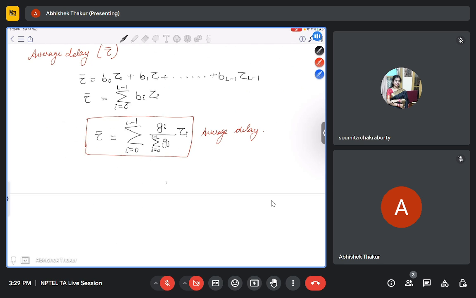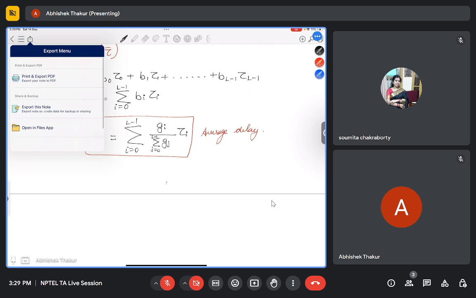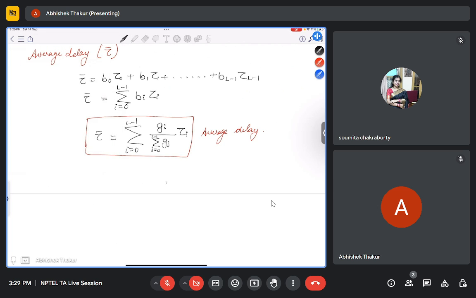So now here you can see that the average delay is found by weighting the parameter delay tau i with respect to the power, that is Gi. So we have used the Gi term to weight and find the average delay.